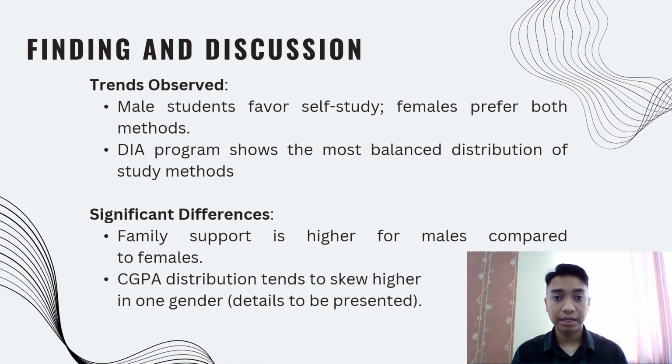So, from our analysis, we observe the following trends. First, male students prefer self-study, while females use mixed methods. Second, the DIA program shows the most balanced study method distribution. Third, family support was higher among male students. And lastly, female students generally achieve higher CGPA trends. So, this insight suggests both gender and program-based differences in performance and support preferences.